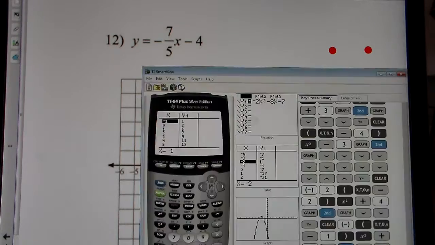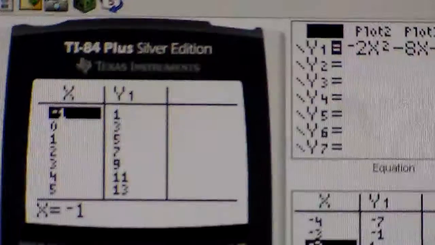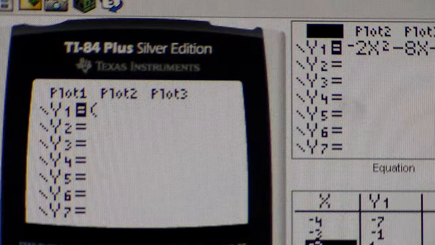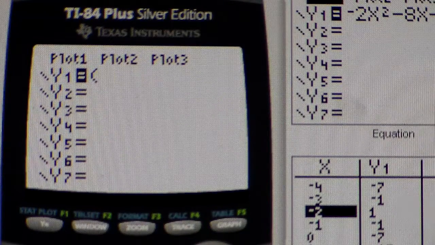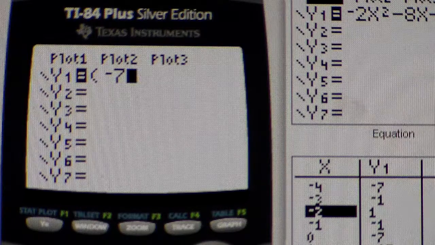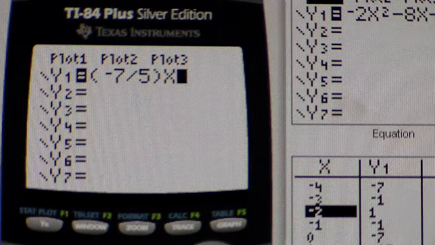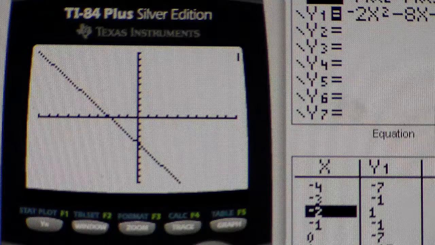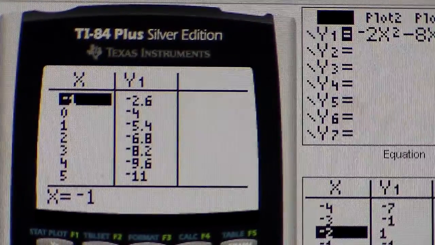And let's do that right here on the graphing calculator. So we hit our y equals button, clear, parentheses, -7 divided by 5, close parentheses, x minus 4. That's what our graph's going to look like. Our table, by hitting second graph, we know it's going to be 0, -4.